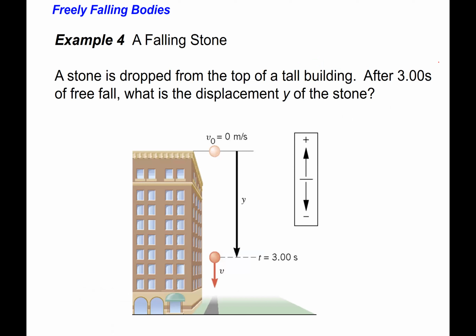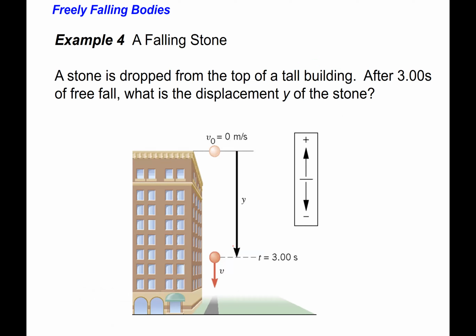Example 4, a falling stone. A stone is dropped from the top of a tall building. After 3 seconds of free fall, what is the displacement y of the stone? So again, we're looking for not the distance, but the displacement, which is a vector.